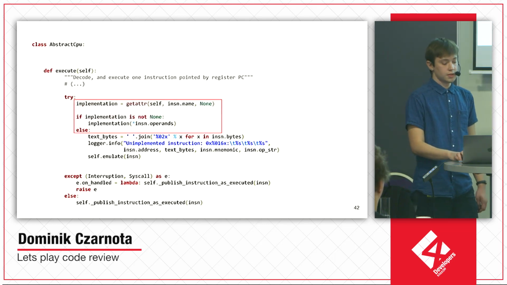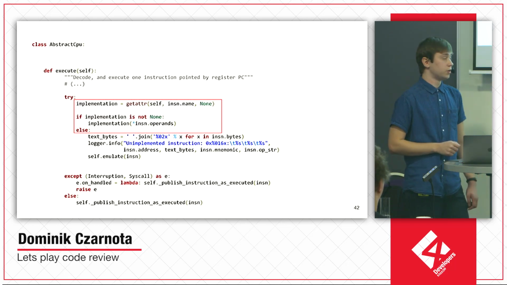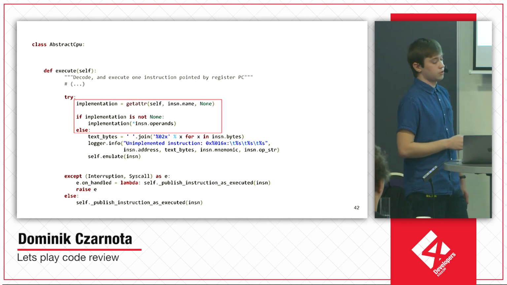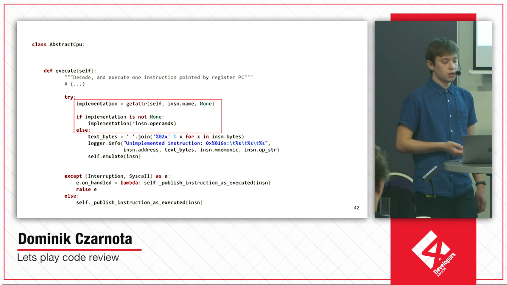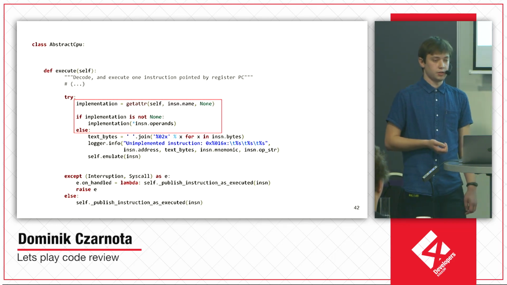And this could be changed, for example, into something like this. We would get the attribute of the instruction, so we would retrieve the method. And then, if it's not known, then we call this implementation, and otherwise we log it and emulate it.